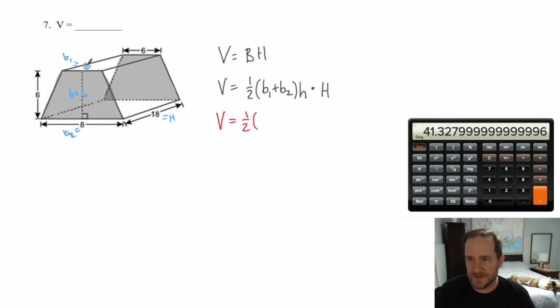Base 1 is the 6. Base 2 is this 8. The height is 6. And the height of the whole prism is 18. So we get a factor of 18 in there too. Alright, to do the math, you're doing the stuff in parentheses first, so that's a 14.